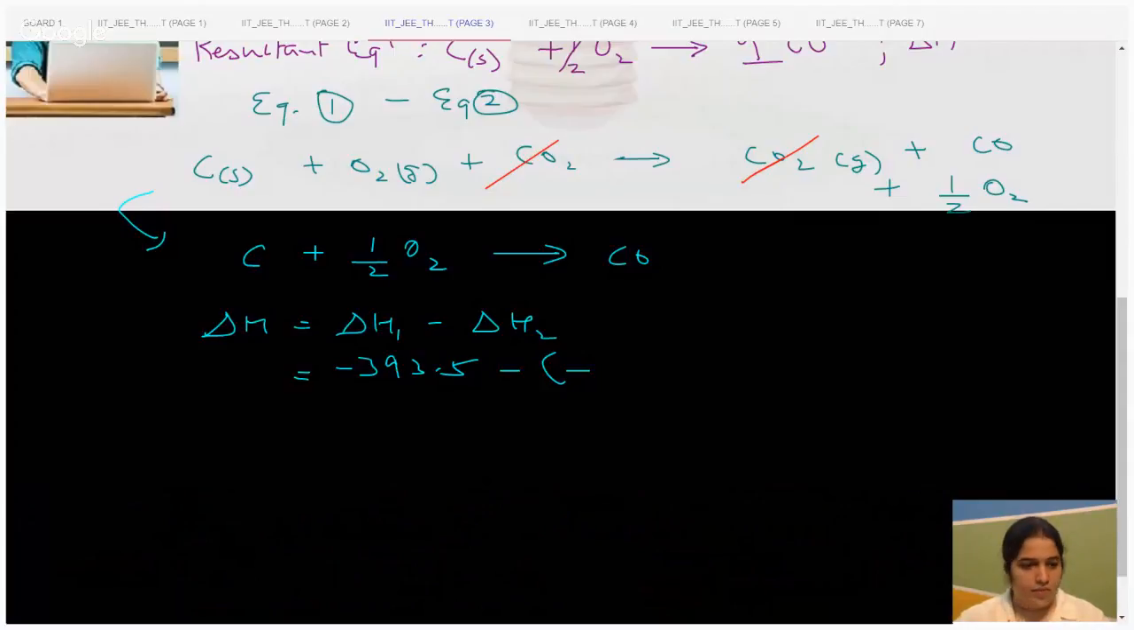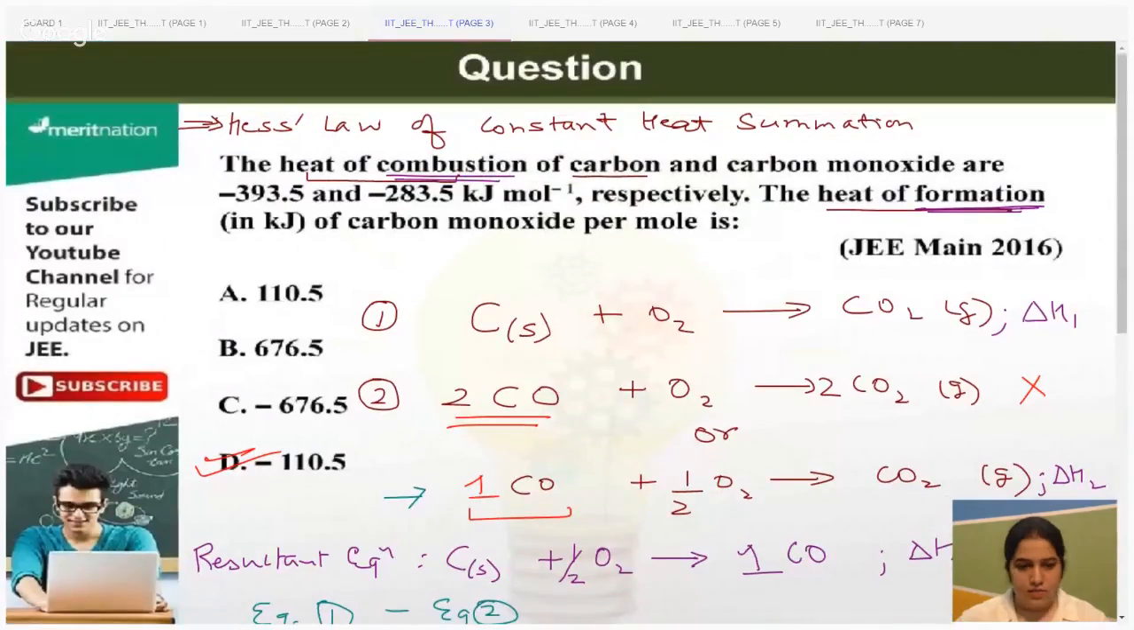All right. So minus 283. You can perform the calculation and it will come out to be minus 110 kilojoules per mole. Right? So that's our correct answer there. Clear? That is our correct answer here. Okay, very nice. Let's move to the next question.